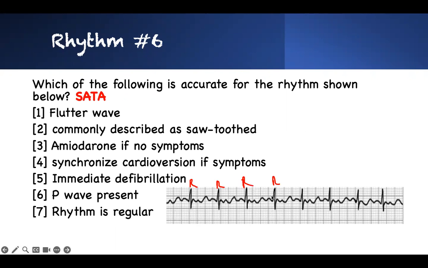Is the distance from here to here the same? Yeah, 1, 2, 3, 4. 1, 2, 3, 4. So I have what? Regular rhythm. Therefore, I know it's not AFib. And I calculate my rate, 1, 2, 3. So it's close to 100. You know, it's not perfect. Or it can be 4.